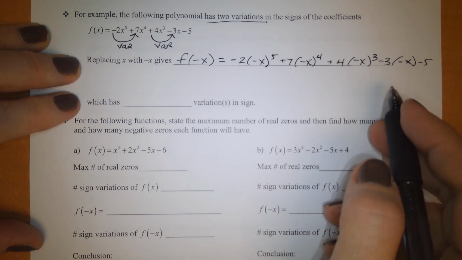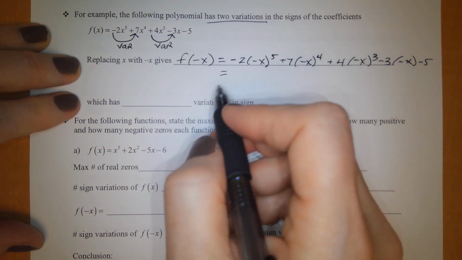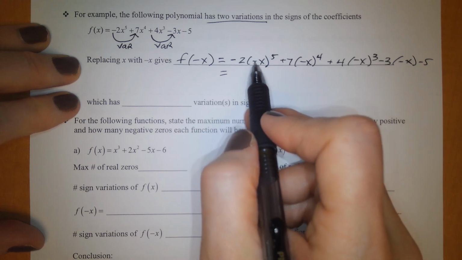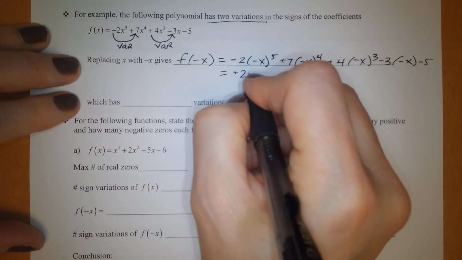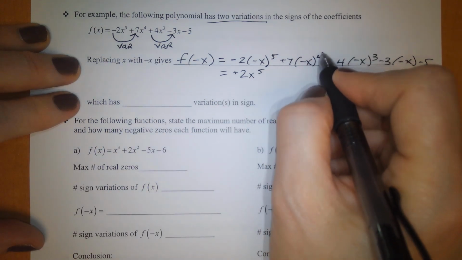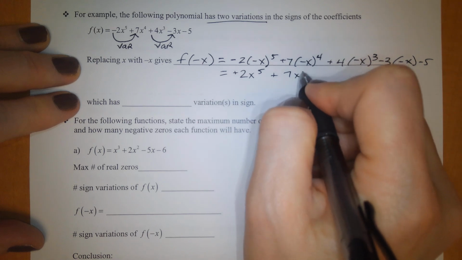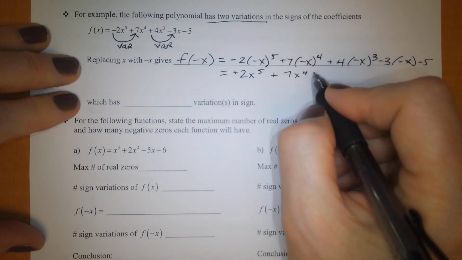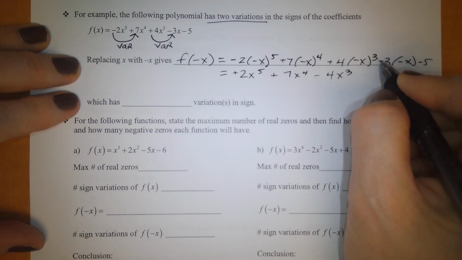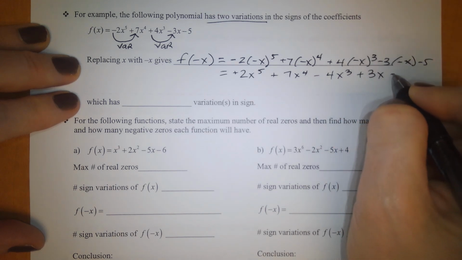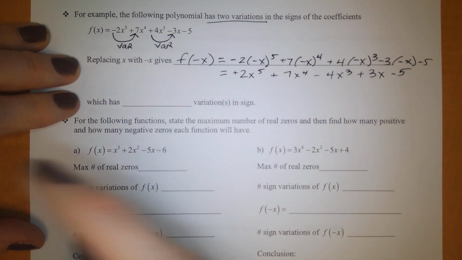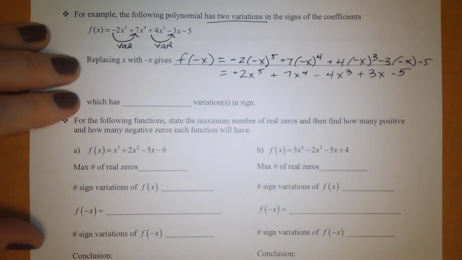Now let's rewrite all of this and get rid of the parentheses. This negative sign is going to stay because it's an odd power. So this negative times this negative makes it a positive 2x to the 5th. This negative will go away since it's to an even power. This negative will stay. This negative will also stay, but it combines with the negative 3 to become positive. So all I've done was rewrite this without parentheses.